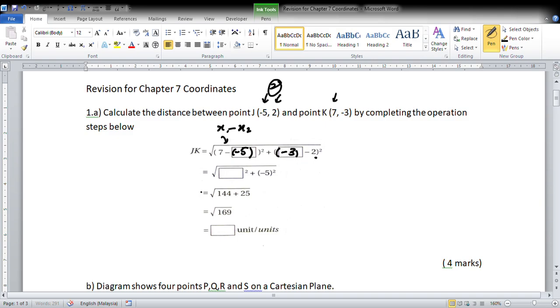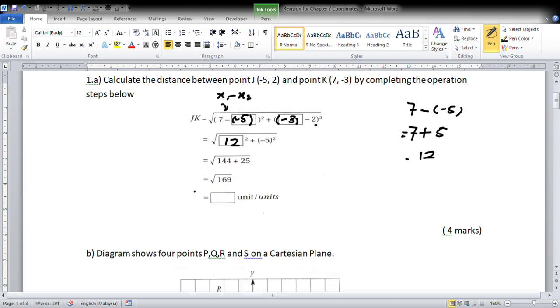In bracket. So after that, 7 minus -5. 7 minus -5 will be, the negative will become plus. So you will get 12, right? So here you're going to write 12. 12 squared is 144. -5 squared is 25. That means you are correct. Then after you sum up, the square root of 169 will be 13 units.